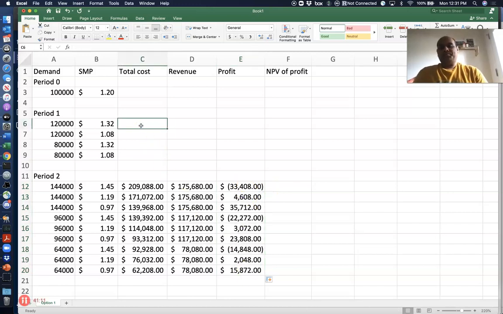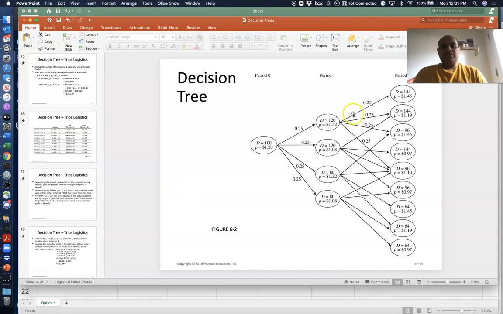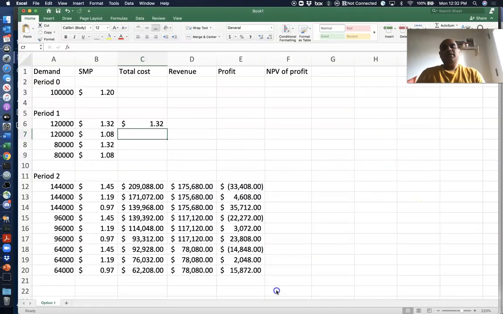So total cost, again, is the same. Just to give you context, this is the scenario that we're calculating. So we're calculating the net present value of profit at this point. When you calculate the net present value of profit at this point, it's going to be the profit that you make here plus the potential profit that you can make 1 year in the future, where there's a 25, 25, 25, 25 chance of 4 different things happening, and we will include all of that. You will see that in a second.